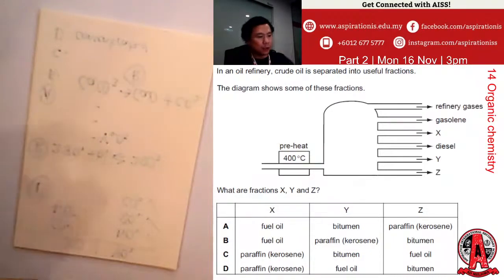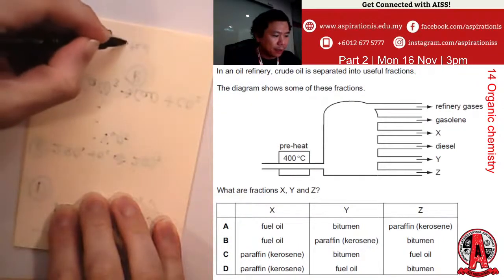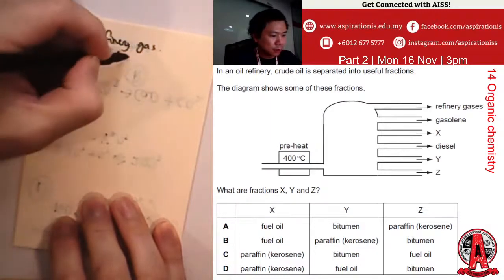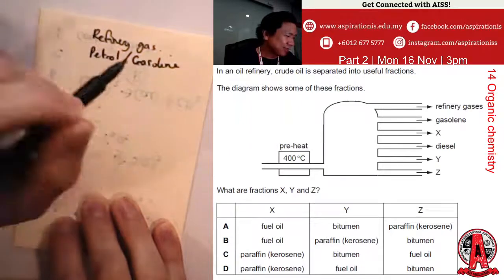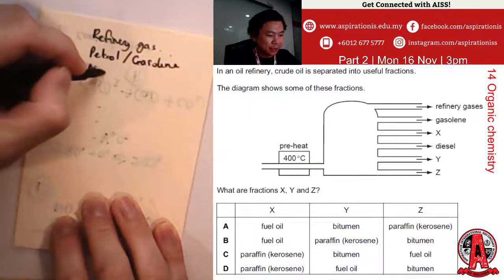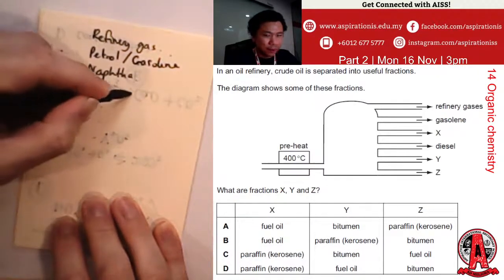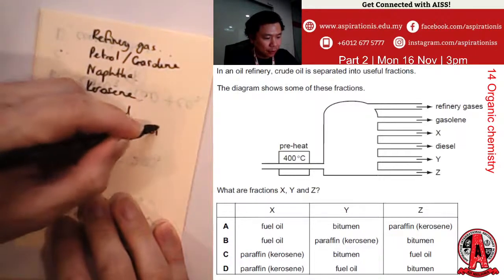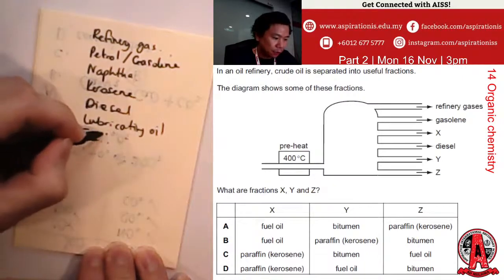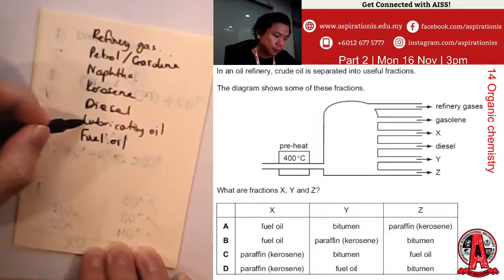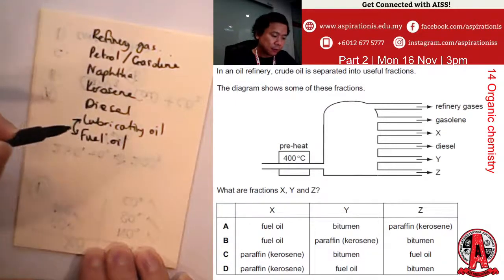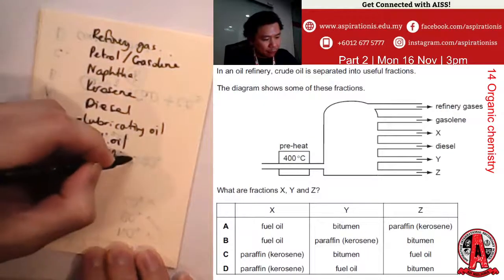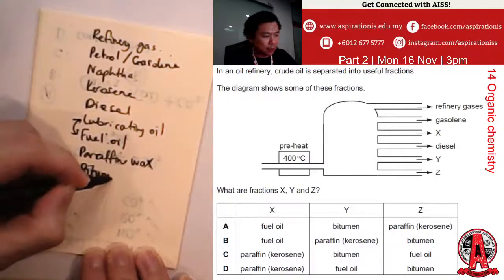So anyway, when we learned this topic, we had refinery gas, petrol or gasoline, and we had naphtha, then kerosene, then diesel, then lubricating oil, then fuel oil. Then we've got paraffin wax, I don't think it's in your syllabus. And the last one is bitumen.